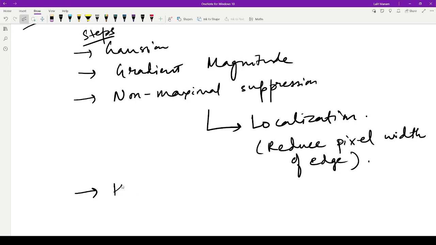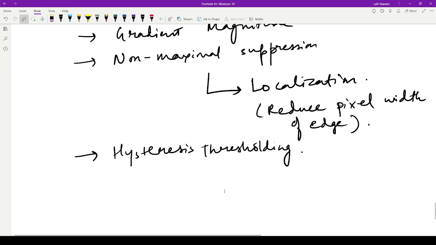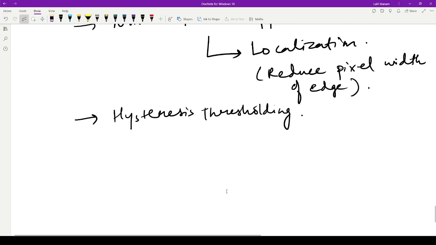hysteresis thresholding actually. Anyone knows what hysteresis thresholding means? Hysteresis is a commonly used word in physics. You can just check it out. I don't want to go into physics now.